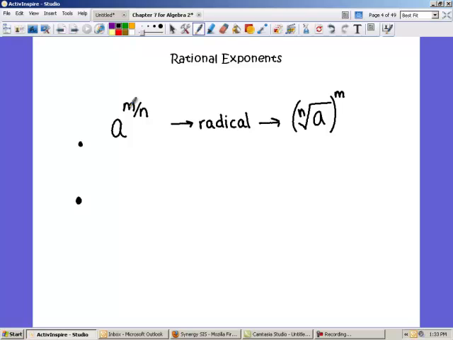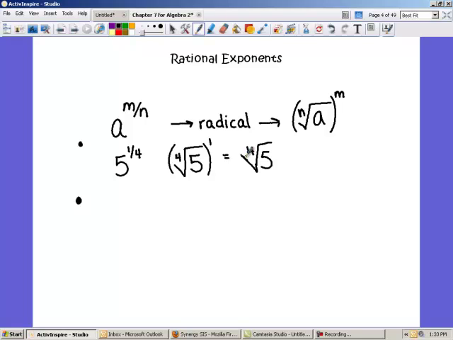So, for example, let's say I had 5 to the 1/4, and I said, change this to a radical. 5 goes underneath. The bottom number is your root. And the top number is your parentheses, which in this case is a 1. It would just simplify to that, because really something raised to the 1 power is just itself.